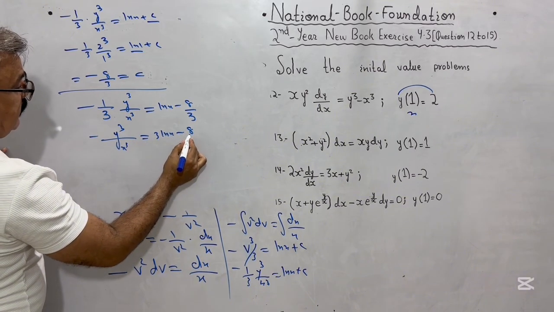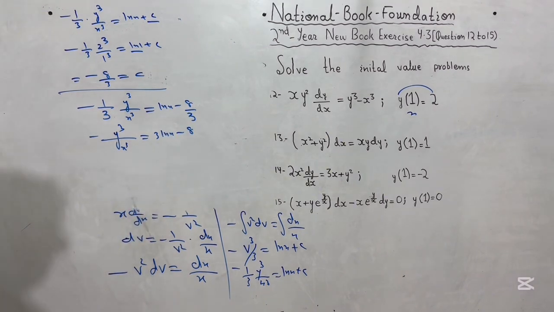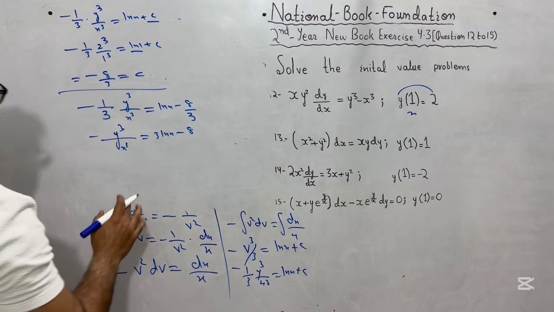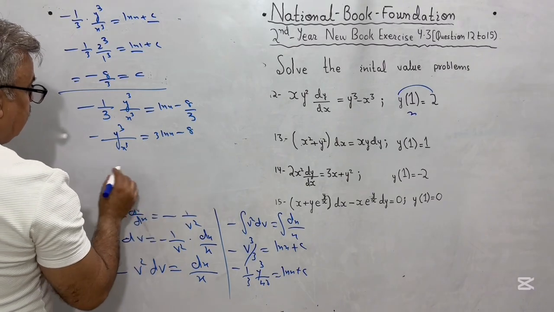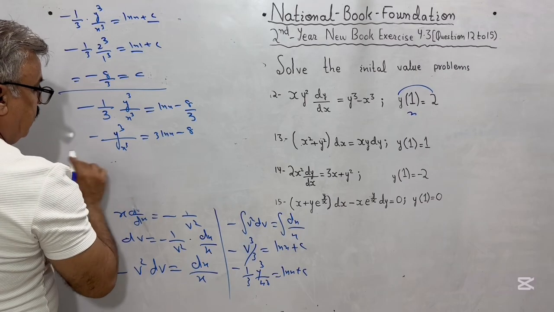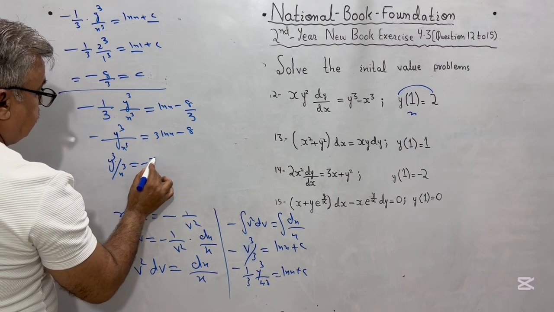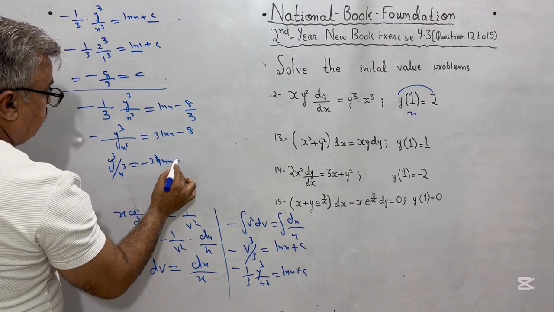minus 8 in that case. I'll shuffle them on one side. I'll leave it here, it's our answer. So finally, multiplying by minus, we have y cube minus x cube minus 3 ln x plus 8.